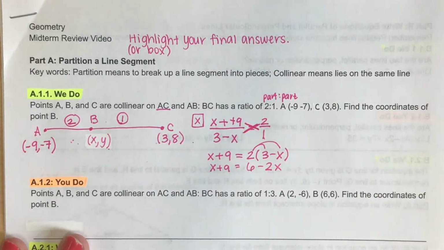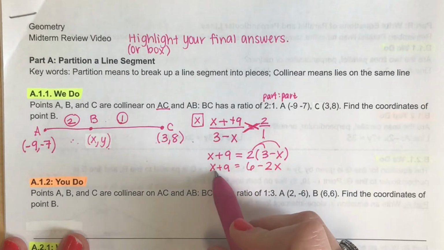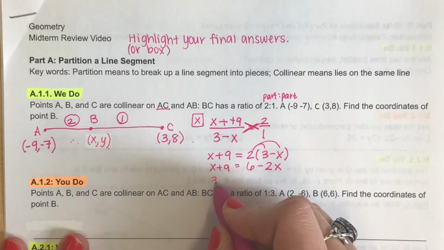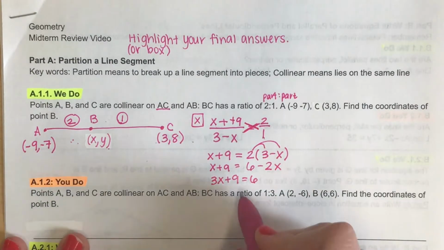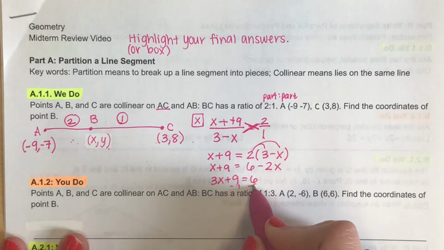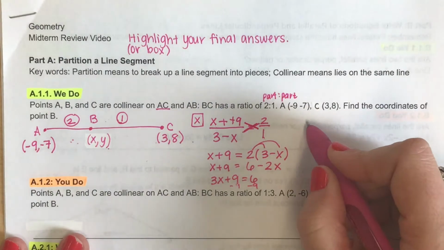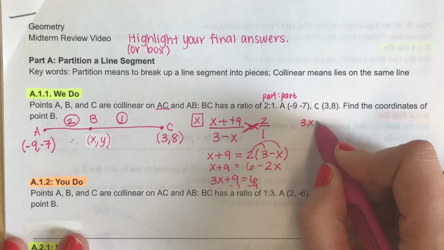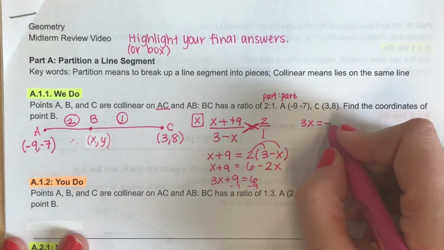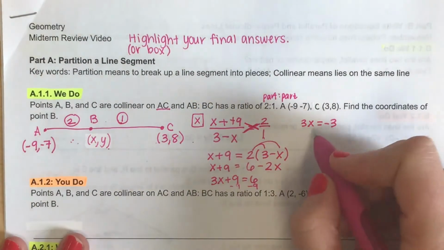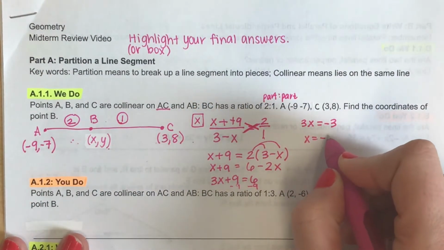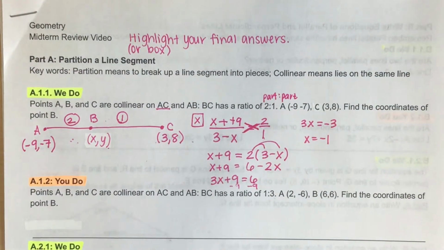And now I'm going to get all my X's to one side. So I'm going to add 2X to both sides. I get 3X plus 9 equals 6. I'm going to subtract that 9 from both sides. I get 3X equals -3. And then I divide both sides by the number in front of the X, which is 3, and I get -1 for my X value.